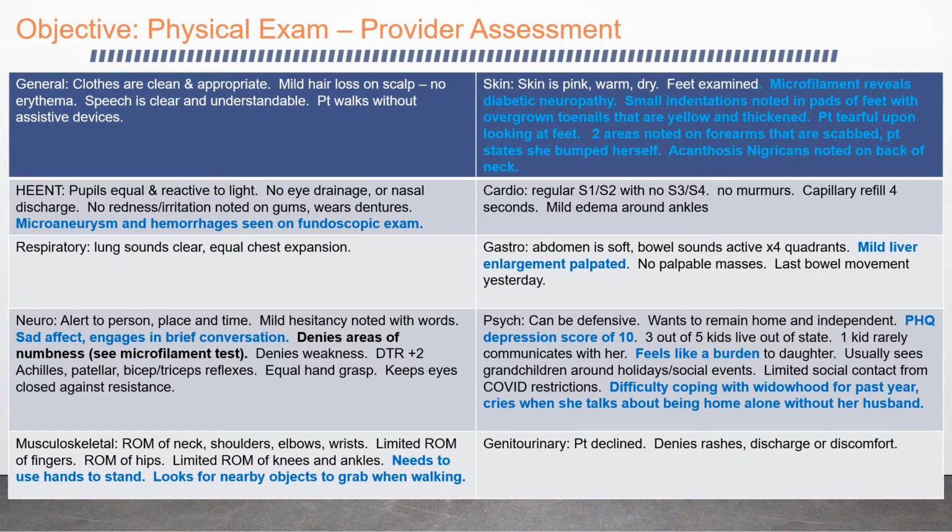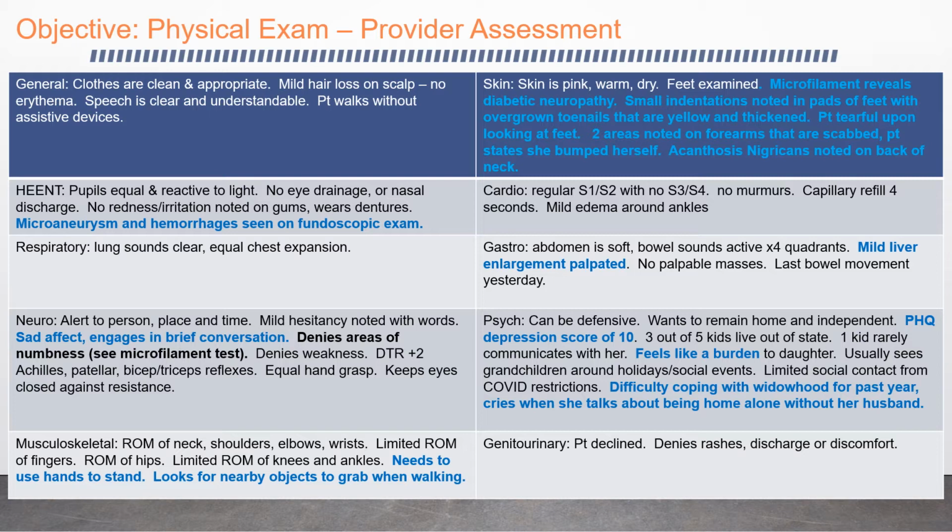Acanthosis nigricans is a darkening, velvety appearance along the groin, under armpits, and back of the neck as a sign of insulin resistance, and this is noted on the back of her neck. Looking at her skin, you also want to check under her skin folds, generally of the groin, abdomen, and breast, as these areas are prone to yeast infections, especially in obese and type 2 diabetic patients.